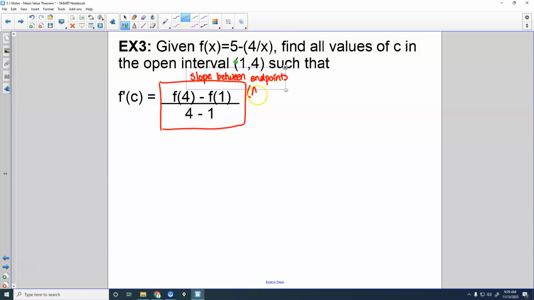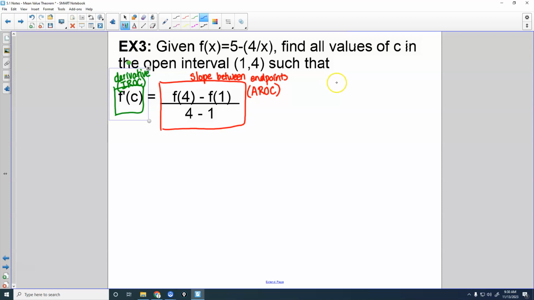Or our, I'm going to do average rate of change, AROC, average rate of change. This is our derivative, which is our instantaneous rate of change. Don't use that AROC and IROC, don't use those on a free response question, because that's not going to be accepted. Instantaneous rate of change, average rate of change. I just don't have room to write it out. So we need our derivative to equal the slope between the endpoints.